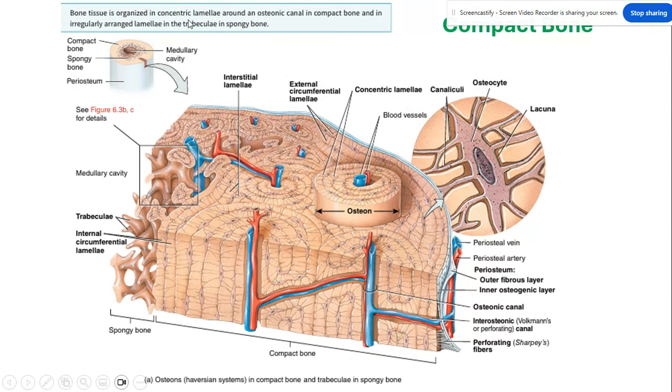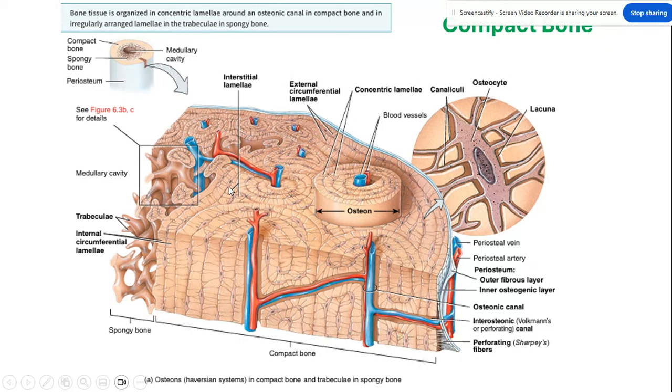Bone tissue is organized in concentric lamellae around an osteonic canal in compact bone, and in irregularly arranged lamellae in the trabeculae of the spongy bone. So this is compact bone on the outside, this is spongy bone on the inside, and in the spongy bone we have the medullary cavity. The outside is a protective layer of periosteum. Whenever you hear peri, it has to be on the outside, like perimeter, periscope, etcetera. This here is the medullary cavity. This here is trabeculae. This is internal circumferential lamellae. This outside is spongy. This fully is compact.